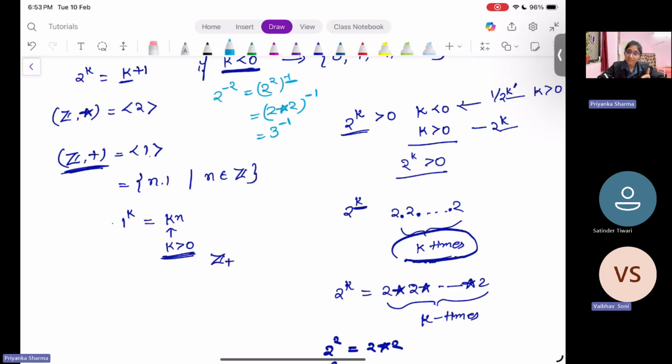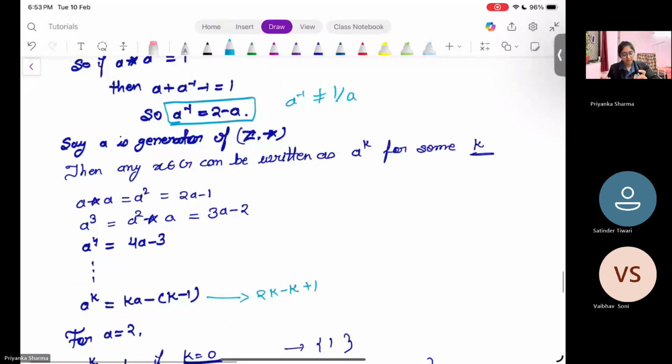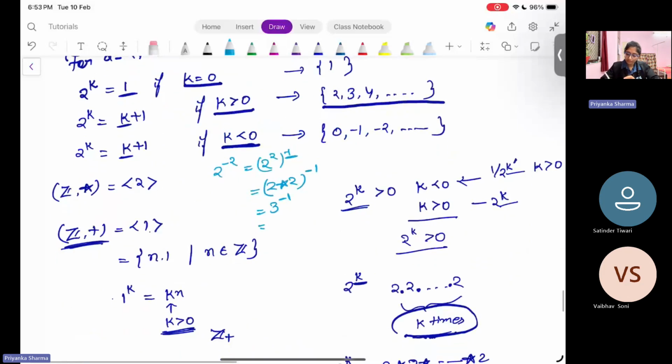Now what is 3 inverse? 3 inverse is not 1 by 3. It will be given by this: A inverse is 2 minus A. So 3 inverse will be 2 minus 3, that is minus 1. So this is how you cover this integer minus 1.